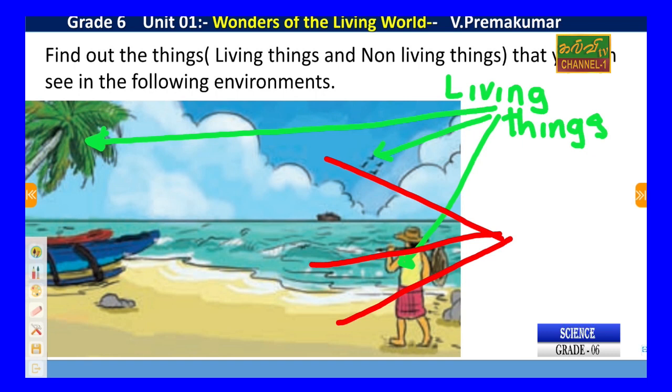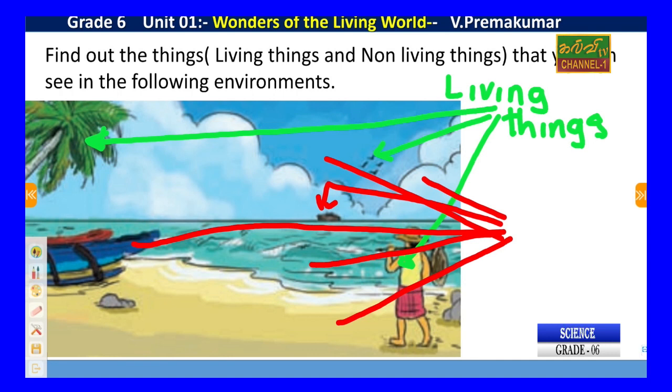Now see, the boat is non-living, and the ship is non-living, cloud is non-living. Therefore, here we have found many non-living things: cloud and sea water. Living things and non-living things.